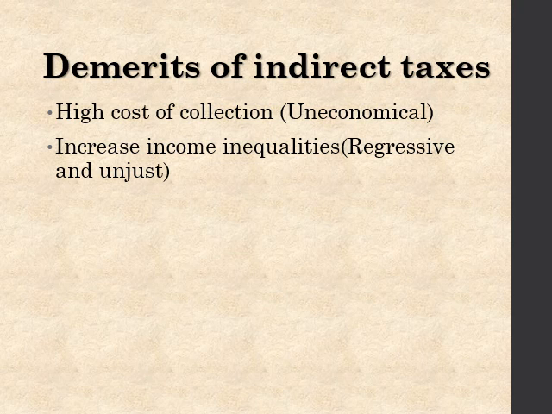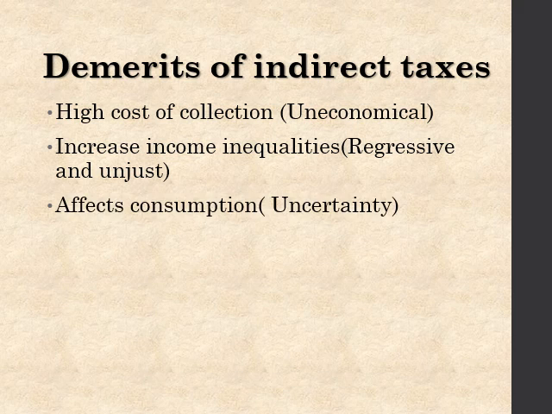Regressive means those who are earning more are paying very little tax, and those who are earning less are paying high indirect taxes. Let's say you buy a chocolate, and your income is 1,000 rupees in a week or a month, you will pay 10 rupees as tax. And the person who is earning 50,000 rupees in a month buys the same product, and they also pay the same amount of tax. So increased income inequality is always there with indirect taxes.